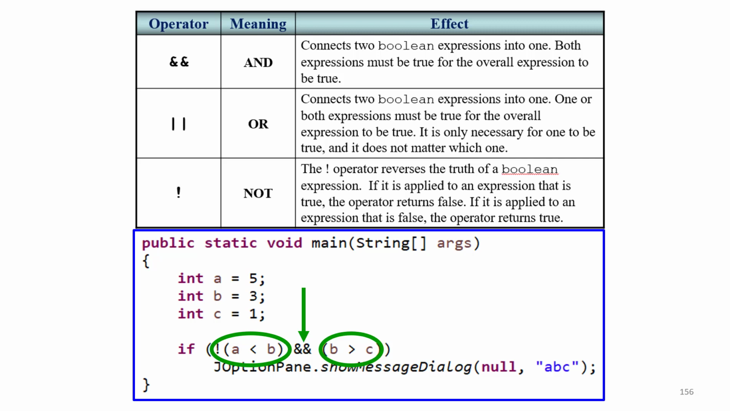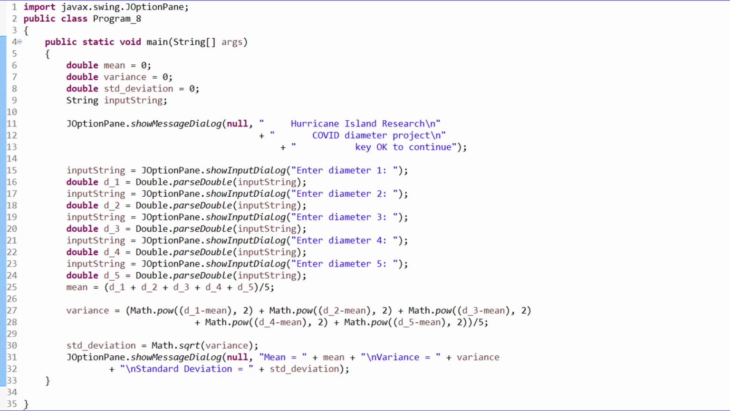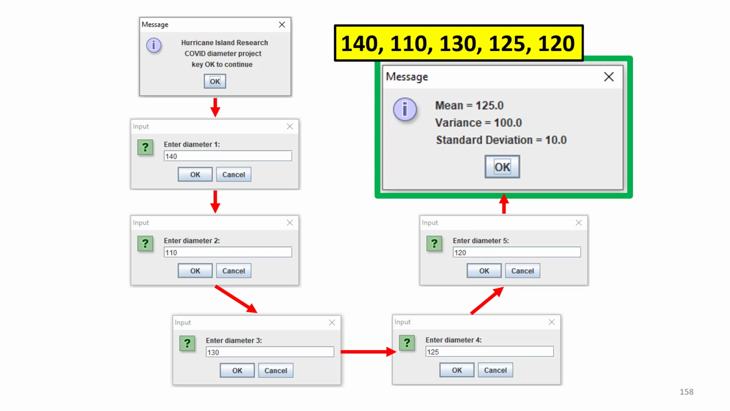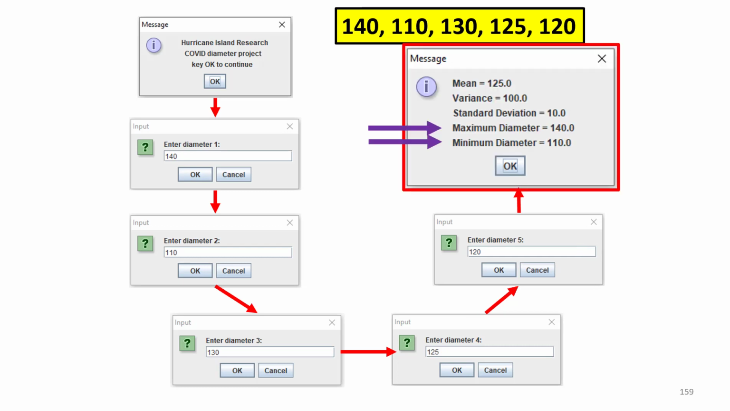Okay, let's work another programming problem. This is program 8. It was assigned in lecture 8, and we just worked through the solution at the beginning of this lecture. But now your client has submitted a change order. The client wants you to modify the code so that in addition to calculating and displaying the mean, the variance, and the standard deviation, it also reports the maximum and the minimum diameter of the 5 COVID particles entered by the user.